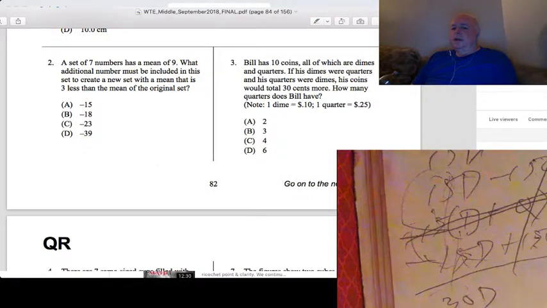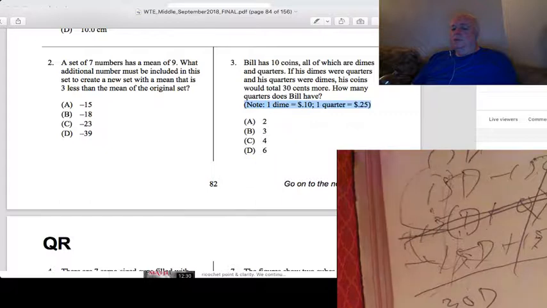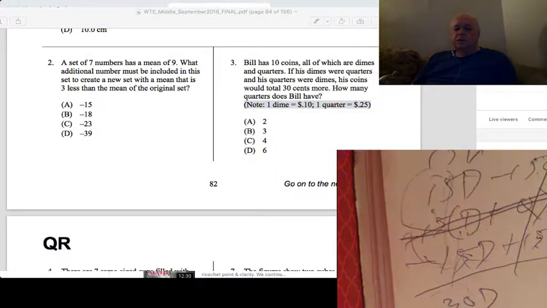And of course, it gave numbers here. I'm going to highlight this in blue here. If it gave different numbers, then you'd have to do something else. This is just normal U.S. currency, so you have to go with that.